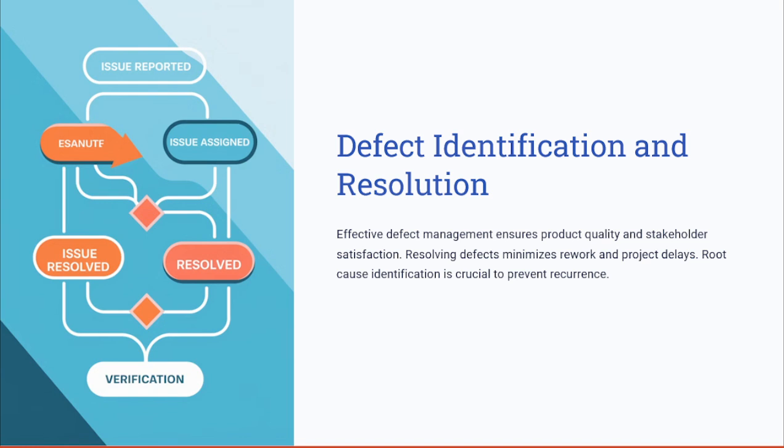When defects occur, it's essential not only to address the immediate issues, but also to identify the underlying or root causes of these issues to prevent future occurrences. So, in this session, we'll talk about effective defect management to ensure product quality and stakeholder satisfaction. Also, we'll see how resolving defects can minimize rework, project delays, and the impact on project cost.